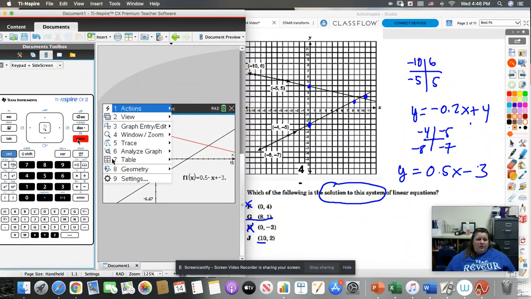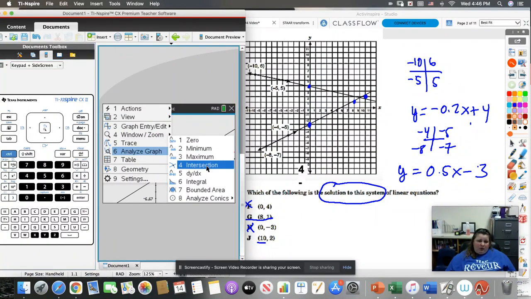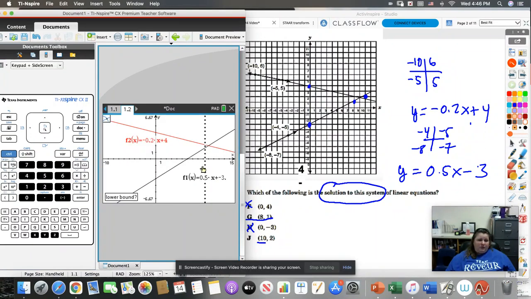Okay, another way is to hit menu, analyze graph, and then number 4 just says intersection. Now this part is kind of hard to explain when you don't have a calculator. Okay, if you're touching your touchpad nice and lightly, then this little line will move around. When you click your touchpad, it's going to set that line. Then you're going to move it across, and then you're going to click your touchpad again, and you find a point 10, 2. And so there's your solution right there.